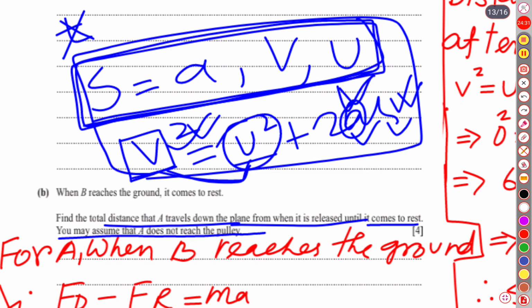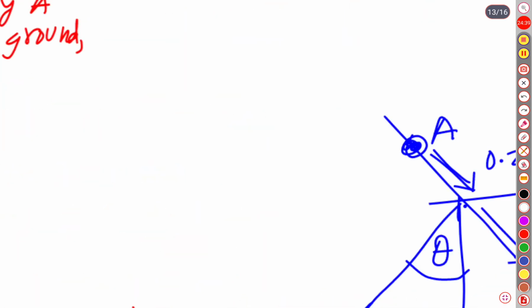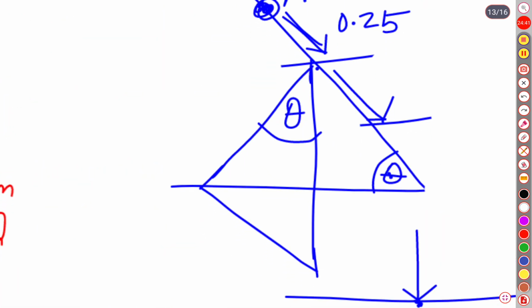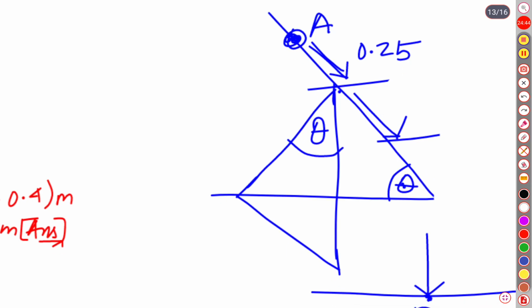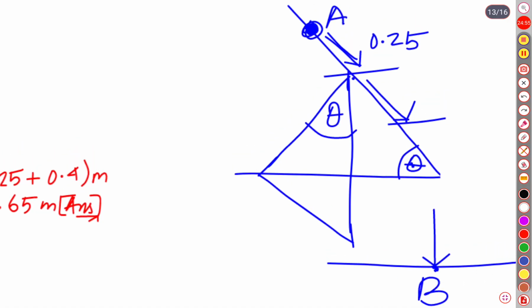Before I start writing the solution, let me show you the diagram. This is what it looks like. Look, this is the state when A has been released, from the top point. Then when B reaches the ground, yes, this is the ground, this distance is 0.25 meter. The same distance was traveled by A also. So this distance is 0.25. Already we have got one distance.